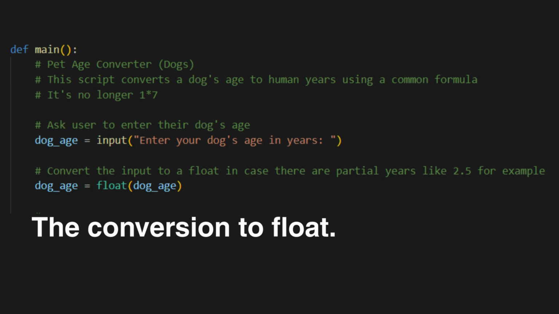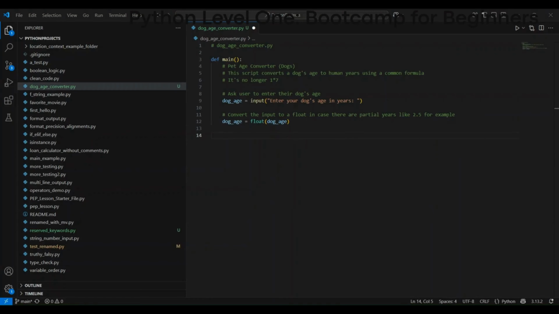So then we have where we're assigning the variable dog age to the float value of dog age. This is the conversion to float, and the comment above explains why this step is necessary. Now we have a block comment. There are a few different ways to do this in Python. This is one block comment with formatting. Notice we have it blocked off with those dashes for a type of border, and we're talking about the conversion logic here. So as I mentioned, it's no longer 1 to 7. Now they're saying the first 2 years are equal to 10.5 human years each, and every year after that is equal to 4 human years each.